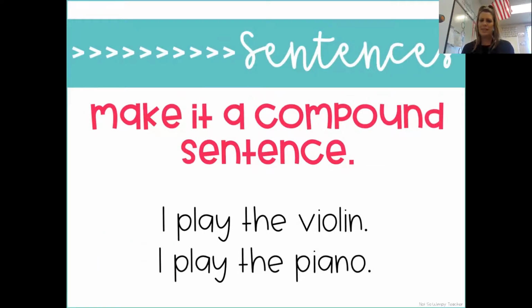How are you going to make this a compound sentence? I play the violin. I play the piano. What are we going to add? Two things, a comma and a conjunction. All right, take a minute, think about it. All right, are you ready? I play the violin, comma, and I play the piano. Did you get it right? All right, kiss your brain. Do the whoop whoop chair.